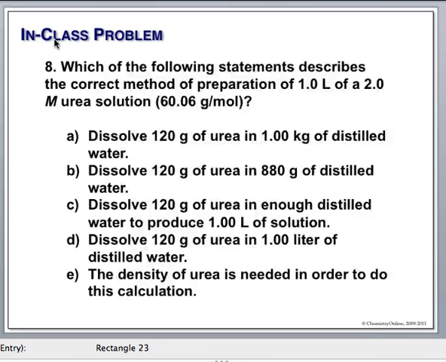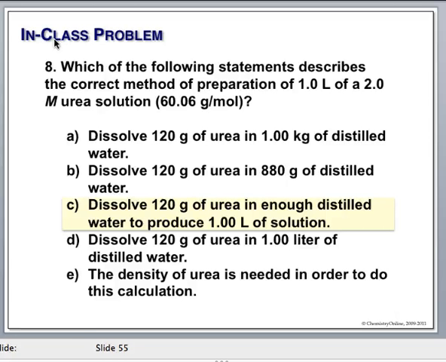When we make a solution, remember the little magic slide with the empty volumetric? What happened first? You put the stuff in, right? Then you dilute it to the volume. So we want to put 120 grams of urea in our flask. Add just enough water to dissolve it and dilute it up to 1 liter. Remember the magic slide. You put the stuff in first, then add the water.